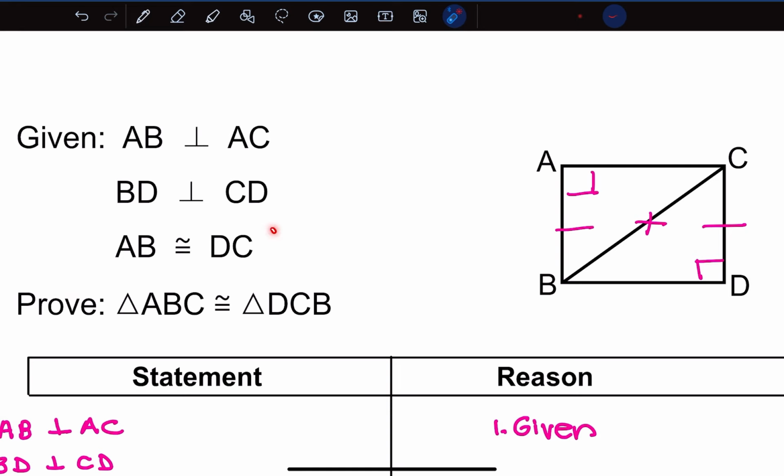We know that AB is congruent to DC, so this is the opposite sides.